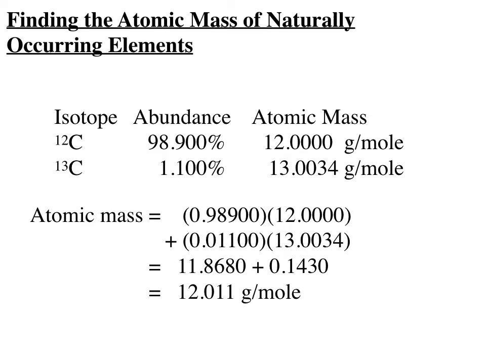On this slide, I list not only the relative abundance of the 2 naturally occurring isotopes of carbon, carbon-12 and carbon-13, but I list the molar mass of those two isotopes. Now, of course, first of all, let's get it clear.